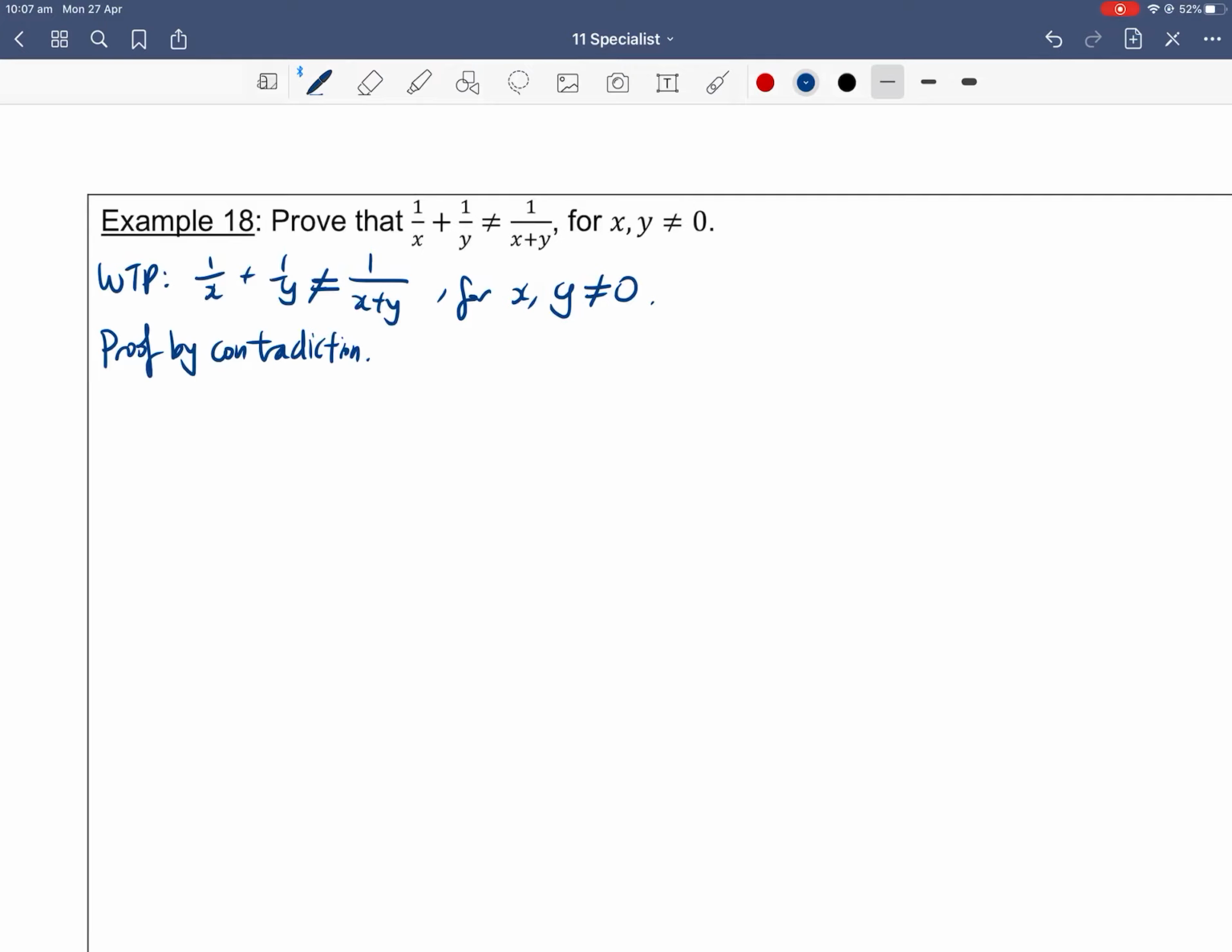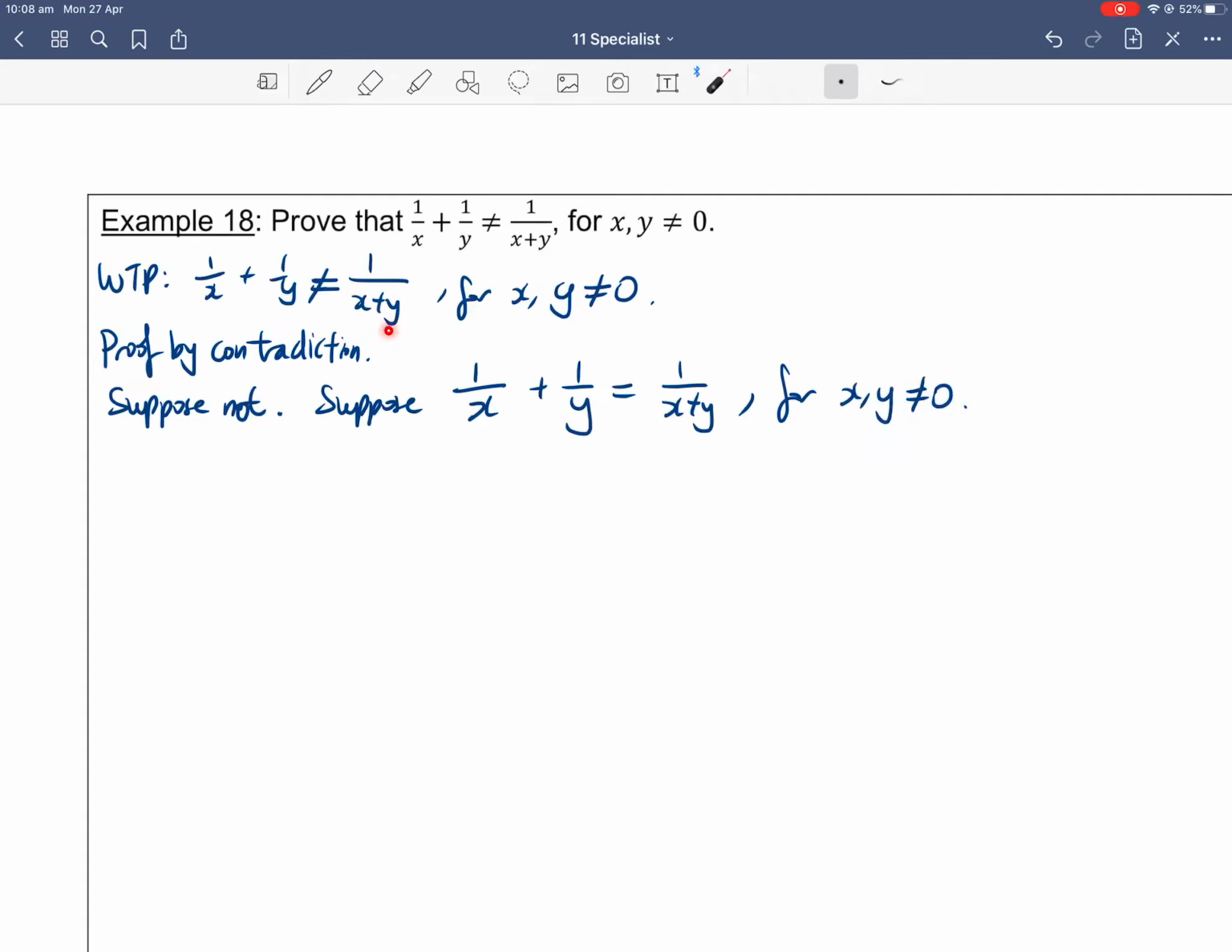Proof by contradiction says, suppose not. Suppose our statement is false. So we're supposing that the opposite of this statement, or the opposite of not equals to, is equals to. So we're supposing 1 on x plus 1 on y equals 1 over x plus y, for non-zero values.